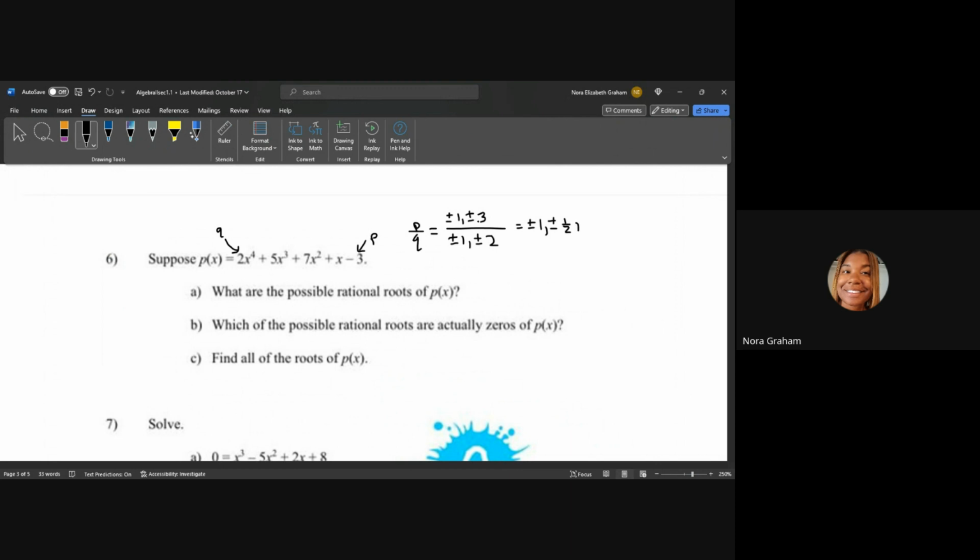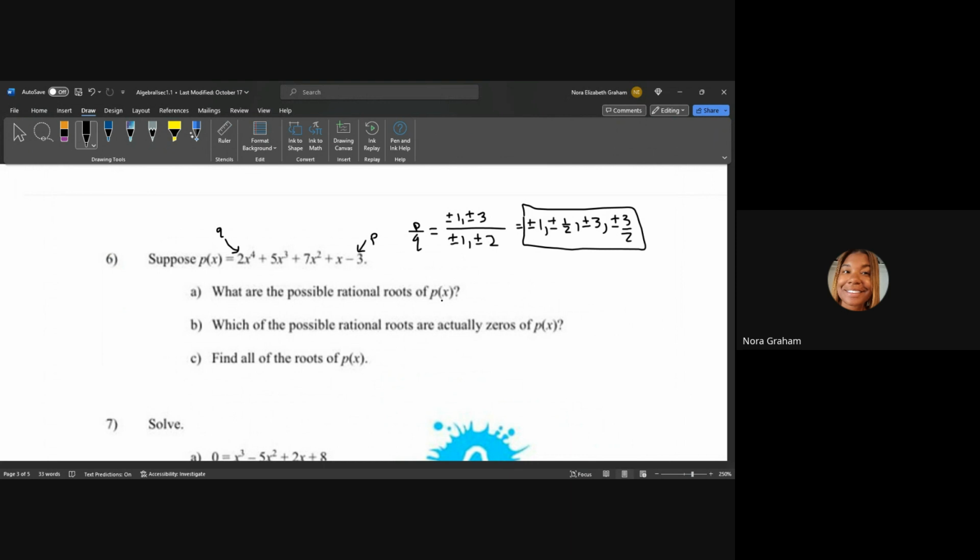And then we do the same thing for this p. Plus or minus 3 over 1 is just plus or minus 3. And then plus or minus 3 over plus or minus 2. Again, that's going to be a fraction. Plus or minus 3 over 2. So that answers part A, and that's to say list all the possible rational roots for p of x.